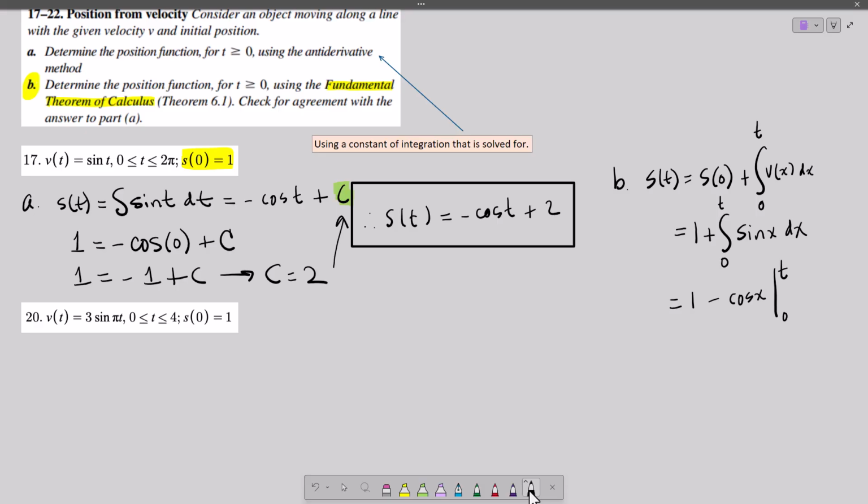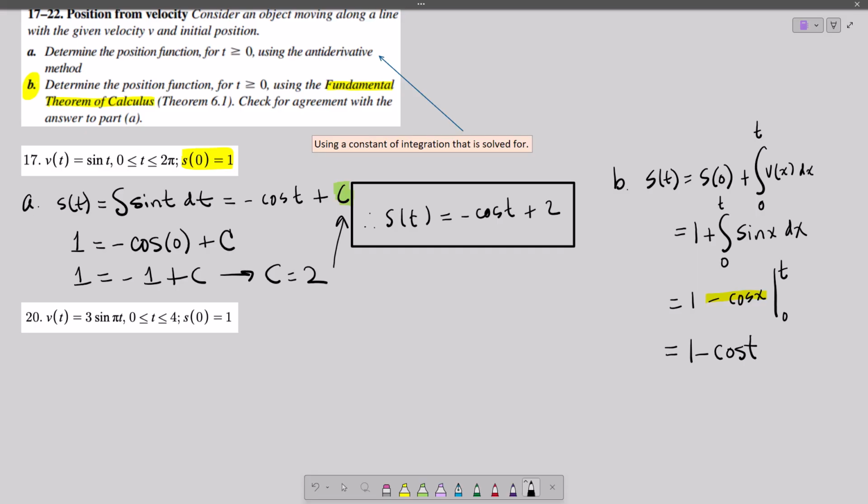Now, we have to be a little careful here. We are plugging in these limits of integration only in this antiderivative function. That 1 is outside, right? That 1 did not come as part of an antiderivative. So we're not plugging in anything into the 1. We're only plugging into that negative cosine of t. So 1 minus cosine t. And if you plug in the t, you just get minus cosine t.